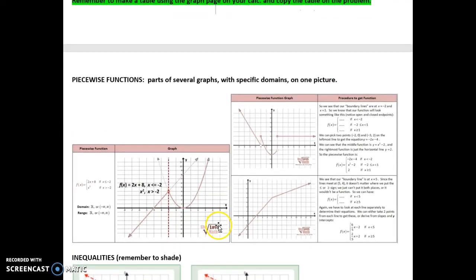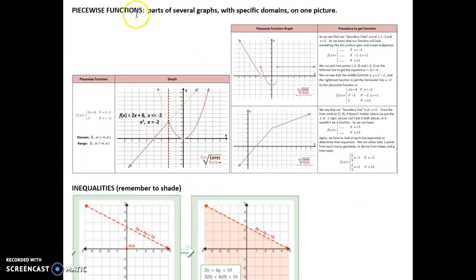Piecewise functions was another topic that we discussed. Piecewise functions are parts of several graphs with specific domains. So if you look right here, this is a linear picture and a quadratic picture. But I only want the line to show where x is -2 or less. So right here is where x is -2. So on my table, I would only care about the points that go this way towards the left and anything less than or equal to -2, which is why it's a solid dot.